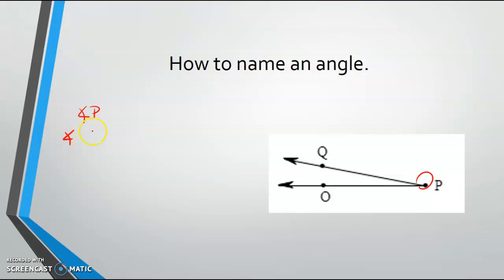When I do that, I have to make sure P is the middle. So I can do Q, P, O, or I can do O, P, Q, but I cannot do O, Q, P, or P, Q, O. Those do not work. No. The P, the vertex, has to be in the middle.